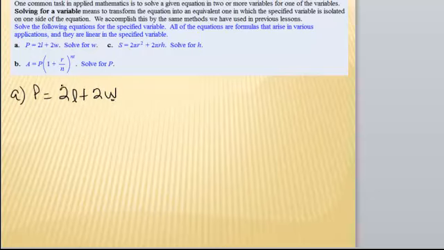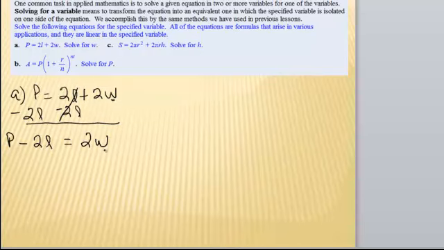Well, to do that, we need to move this 2L term to the left-hand side. So we're going to subtract 2L from both sides. 2L minus 2L is 0. We end up with P minus 2L equals 2W. Since this is 2 times W, to get rid of the 2, we divide by 2, because that's the opposite of multiply by 2. Whatever you do to one side, you have to do to the other side. 2 divided by 2 is 1, so we have W equals P minus 2L all over 2.